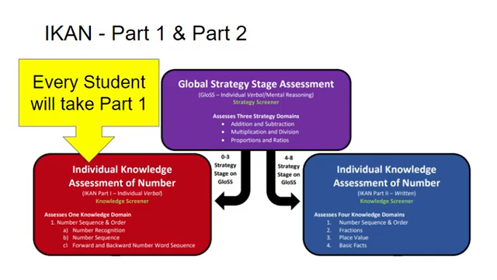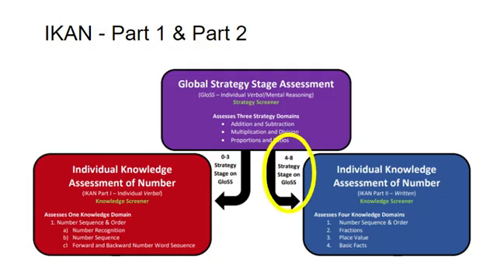All students must at some point demonstrate proficiency with the IKAN Part 1. If the student has never taken any IKAN assessments, administer the IKAN Part 1 to document this proficiency. If the student's global strategy stage from the GLOSS is stage 4 or higher, you will also administer the IKAN Part 2.